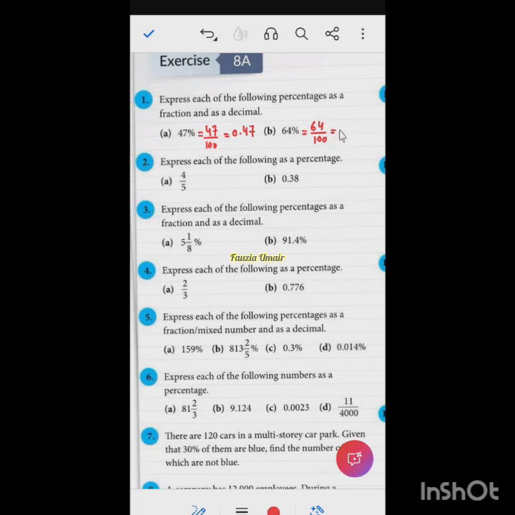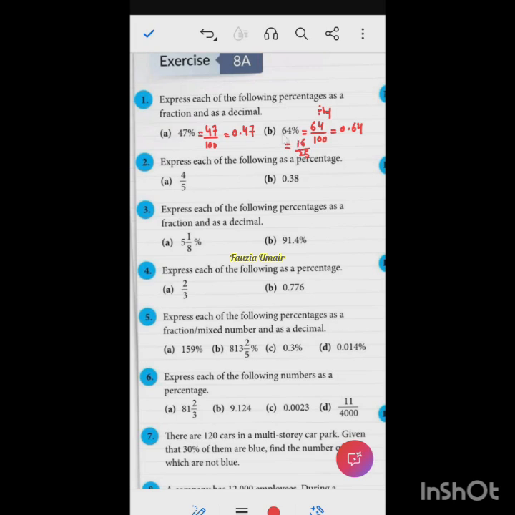That's right, 0.64. Sometimes we convert it into the simplest form. This is not the simplified form. We divide 64 by 100, so we can divide it by 4 probably. If we divide by 4, 4 ones are 4, 6 fours are 24, so this will be 16 by 25.